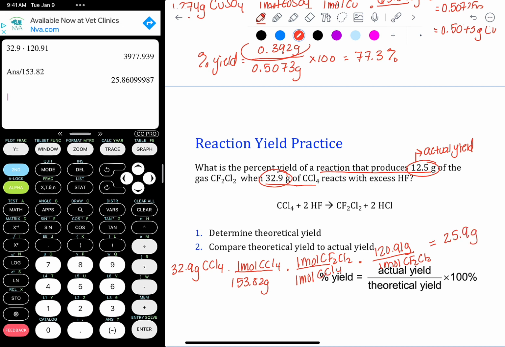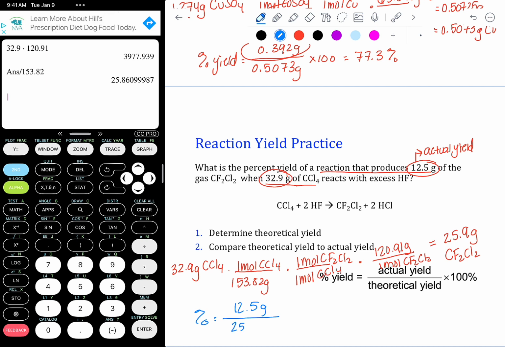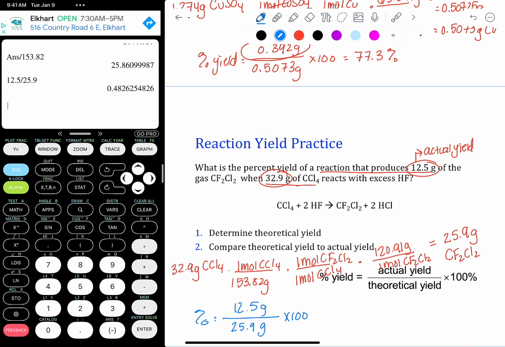25.9 grams of CF2Cl2 out. So that's my theoretical yield with sig figs. So to do percent yield, I take my actual, which we said was 12.5 grams. We divide it by our theoretical yield, which we calculated to be 25.9 grams, and we multiply it by 100%. So 12.5 divided by 25.9 multiplied by 100 gives us a percent yield of 48.3%.